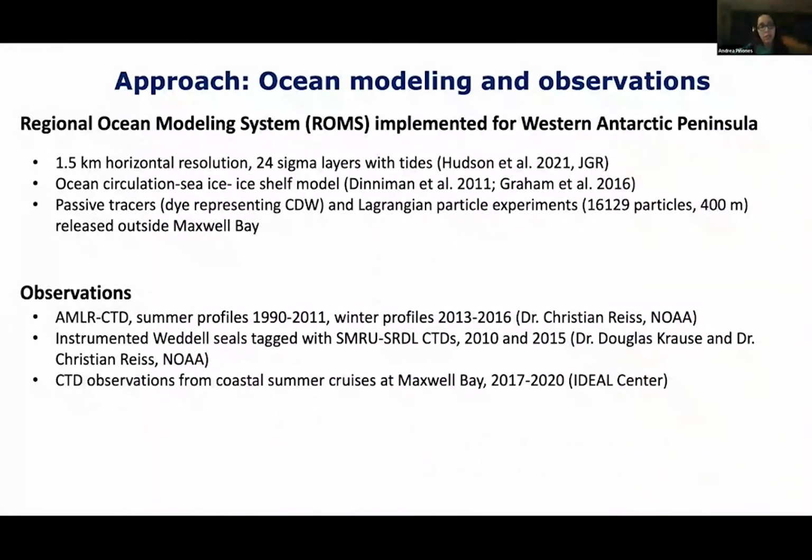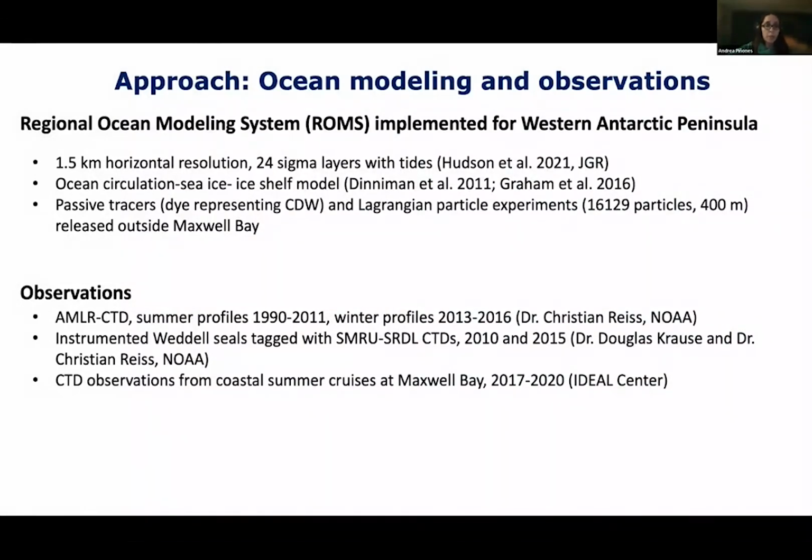The model we used was the Regional Ocean Modeling System implemented for the West Antarctic Peninsula. This model has a high resolution of 1.5 kilometers in the horizontal, is composed of different sigma layers at depth, and also includes tides. If you want more detailed information, I encourage you to look at this study by Kate Hudson, relatively recently published. This ocean model not only has ocean circulation, it also includes sea ice dynamics and the effect of ice shelves. And like I said, we did different experiments using passive tracers.